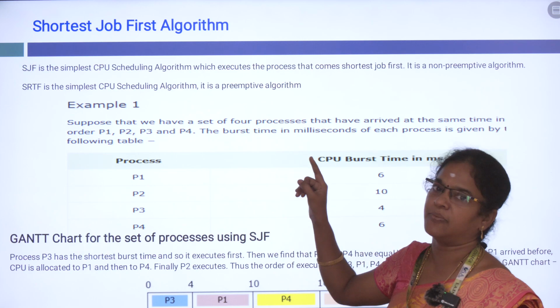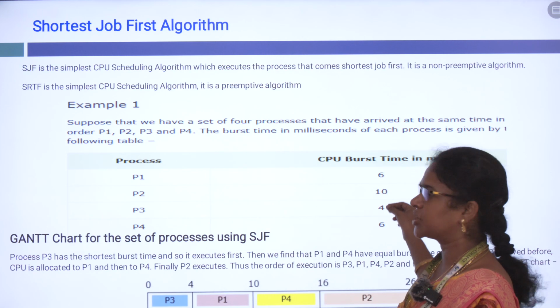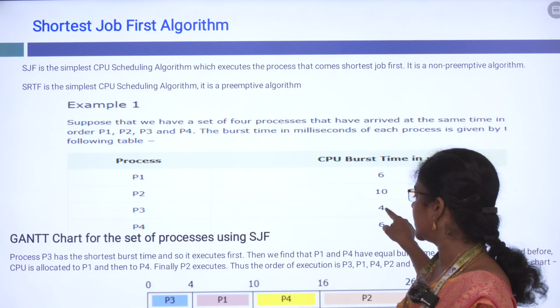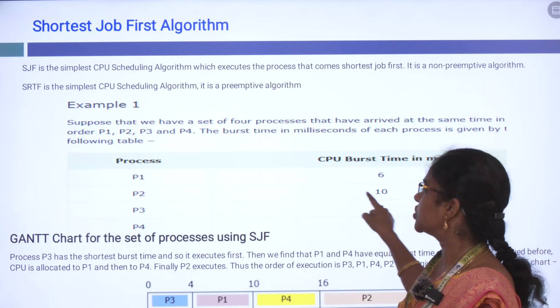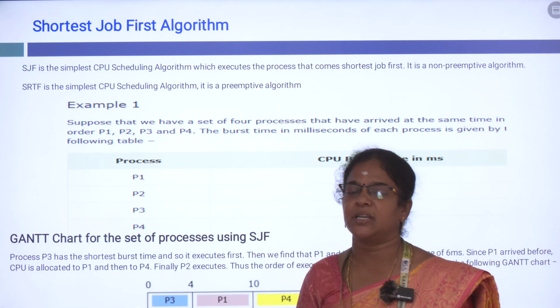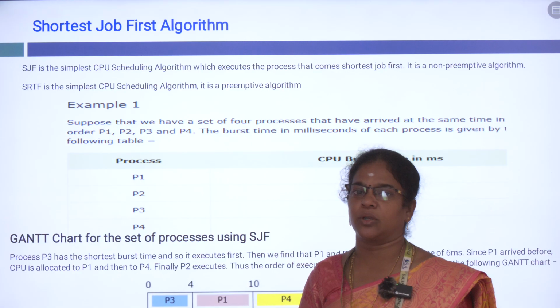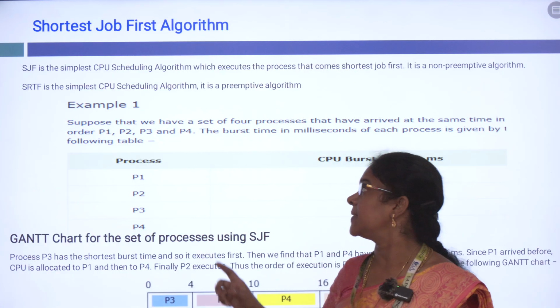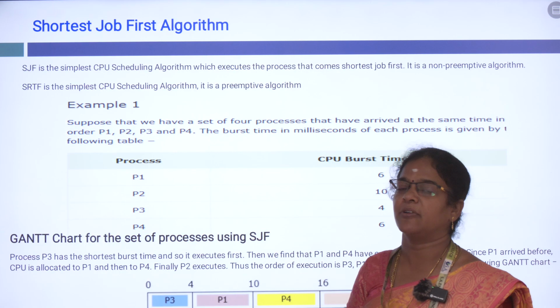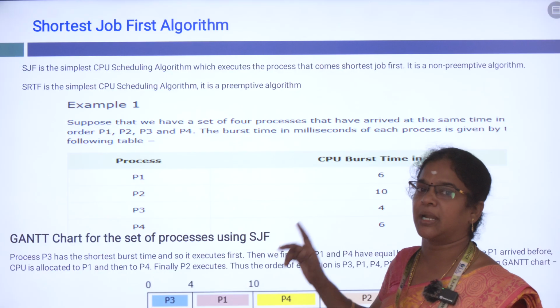So what is in the first one? Shortest job first. In this one, which process is the shortest job? Here the shortest job is 4, so first we start from the P3 process. In the previous one, first come first serve, whichever arrival time is lesser, that process will be started first. Here in shortest job first, whichever job is shortest, we start from that process first.